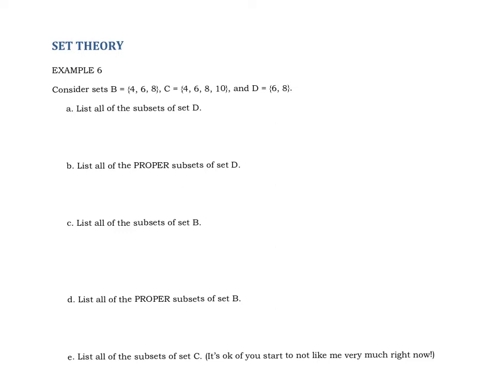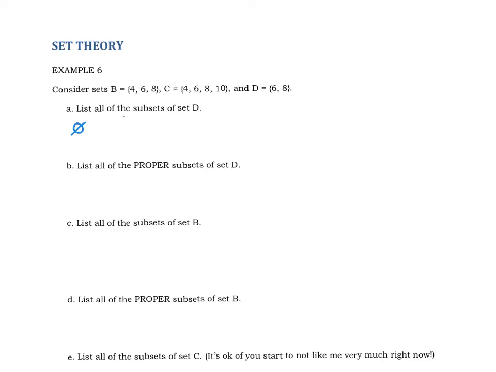So remember, subsets can be equal to the original set. As you work through these, what I really encourage you to do is start with the smallest subset possible. That would be the empty set, the set that contains no elements. So set D is 6 and 8, but the empty set would not contain any elements.